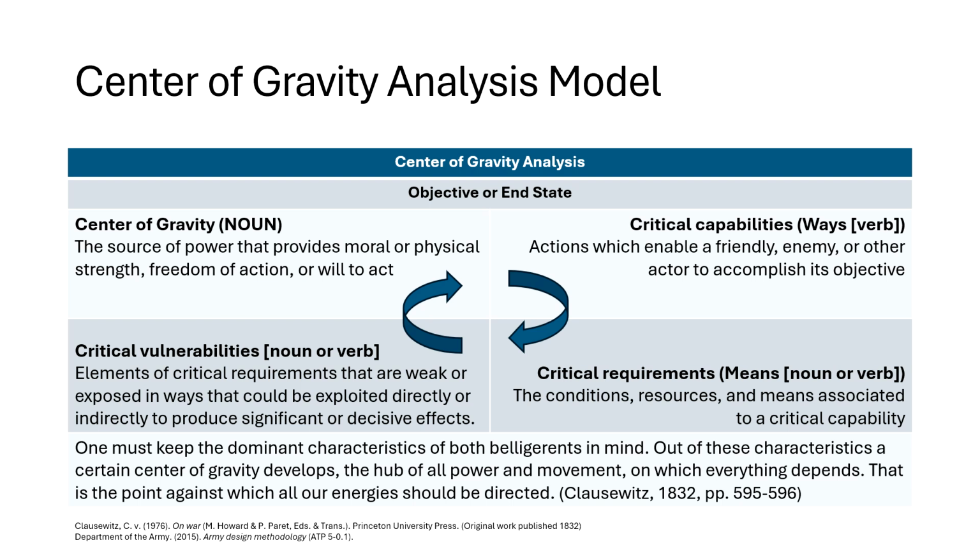Finally, we assess critical vulnerabilities. These are the weak or exposed elements within the critical requirements. If these are targeted or disrupted, they can cause major setbacks or even mission failure. This model helps planners focus not just on how an adversary operates, but where they are most vulnerable. By identifying and understanding these relationships, we can target efforts where they will have the greatest impact.